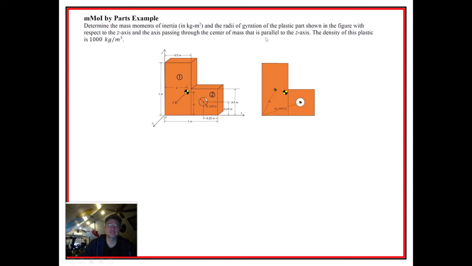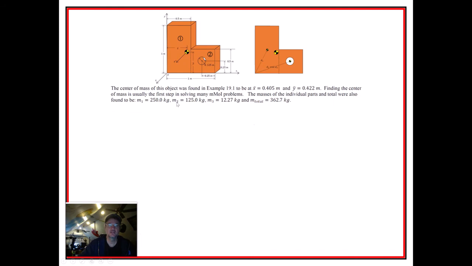So the problem asks for it about both ways, right? So actually, let's read the problem. Determine the mass moment of inertia and the radius of gyration of the plastic part shown in the figure with respect to the z-axis and the axis passing through the center of the mass that is parallel to the z-axis. So what they mean is this z prime that you see right here, the one in the center, where you're spinning it about the easiest axis. It's about its center of mass, the axis that passes through the center of mass that you would expect to rotate this. So we write this out as one long equation.